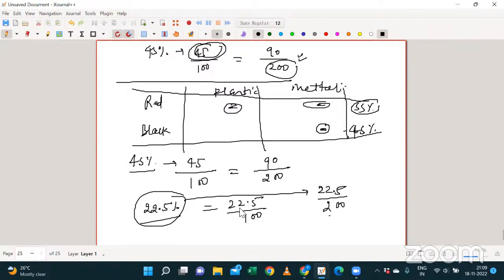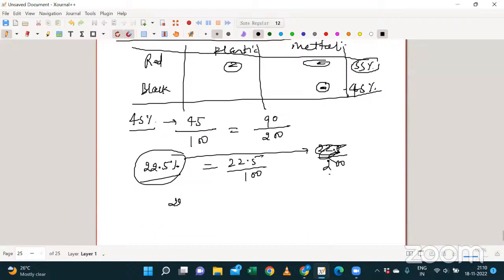Then we have to calculate something logical. Since we have percentages, we can just assume. See, percentage means out of 100. What we can say is that 22.5% is the same as 45 divided by 200.